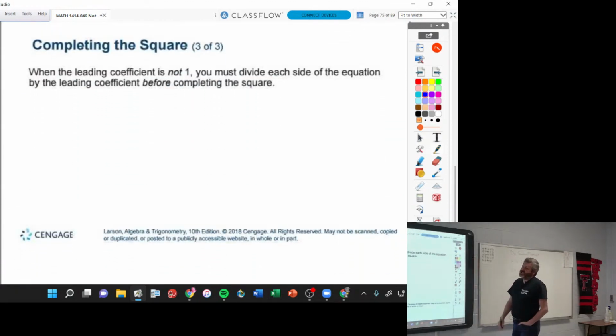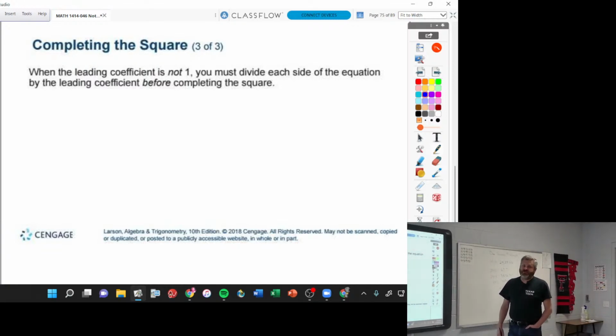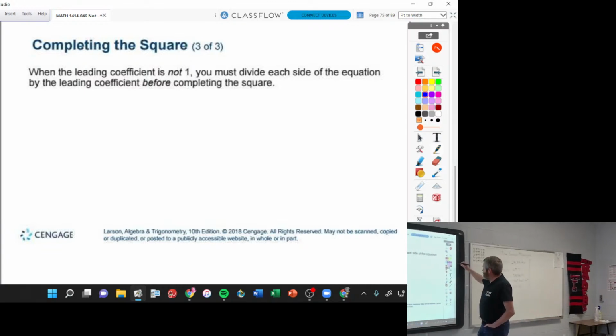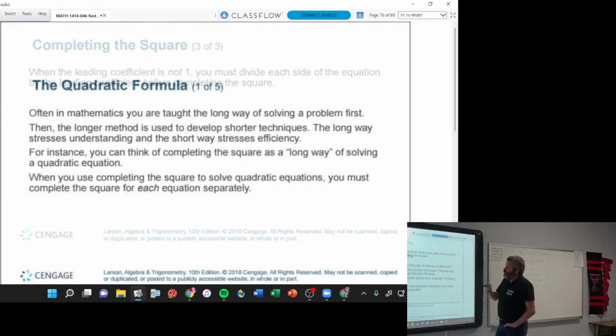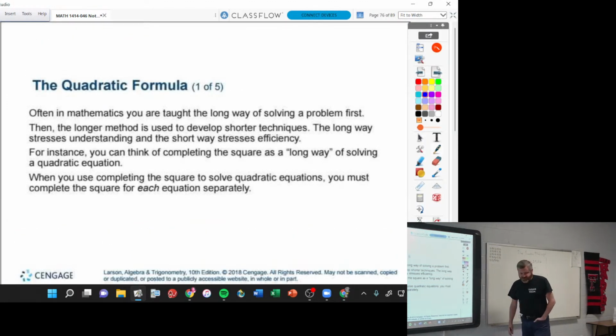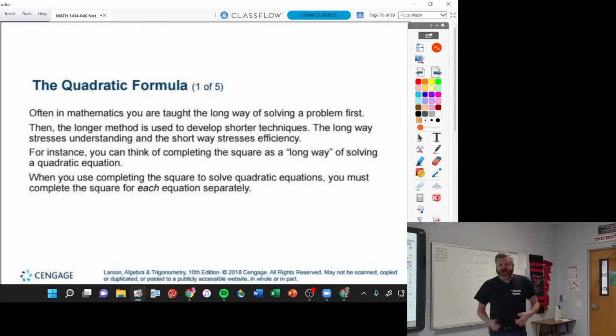When the leading coefficient is not 1, you must divide out whatever that coefficient is before you complete the square. I don't have an example of that right now, but if one pops up and you want me to work one for you, I'd be more than happy to. So completing the square, like I said, always works. When a is not 1, it gets really messy, and it can take quite a bit of time to solve. You're going to have to think about factoring out a fraction or whatever.